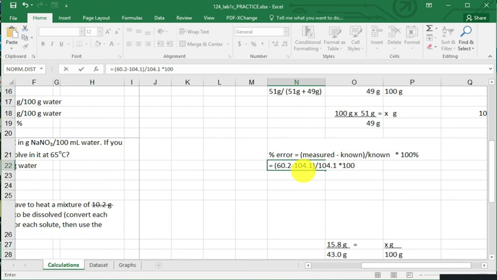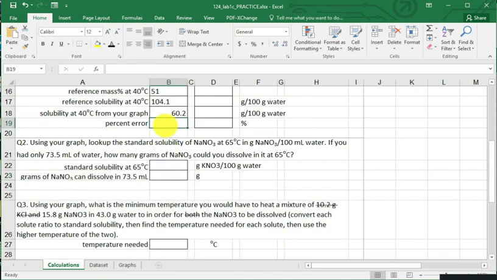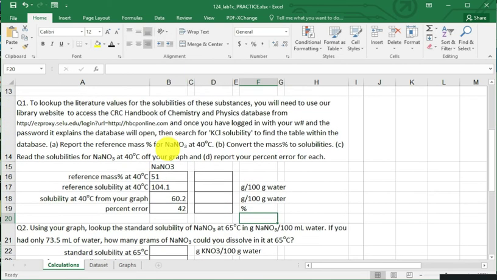And if I hit, because I started with equal, if I hit equal, it's going to actually tell me. So it's negative 42%. Usually we ignore the sign and just say it's 42% error. So this is 42% error. Yikes. But again, that's what happens when you make up data.